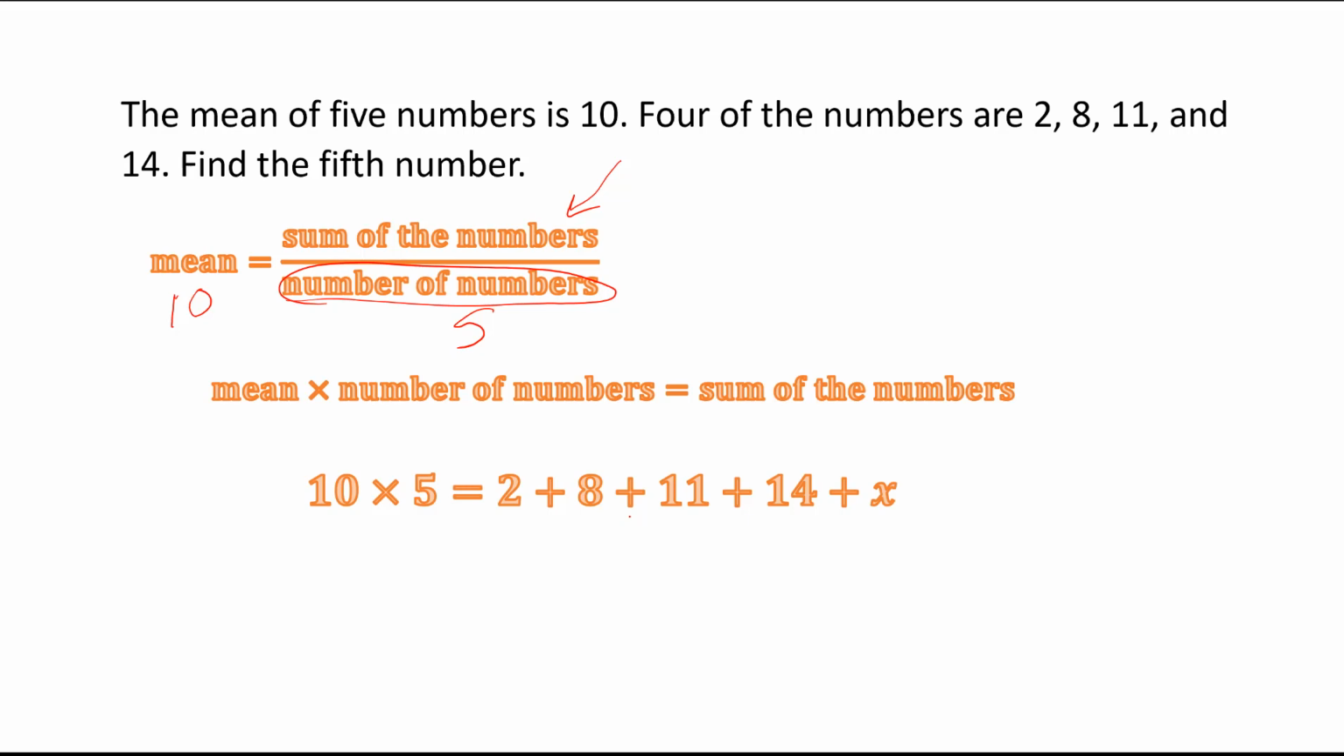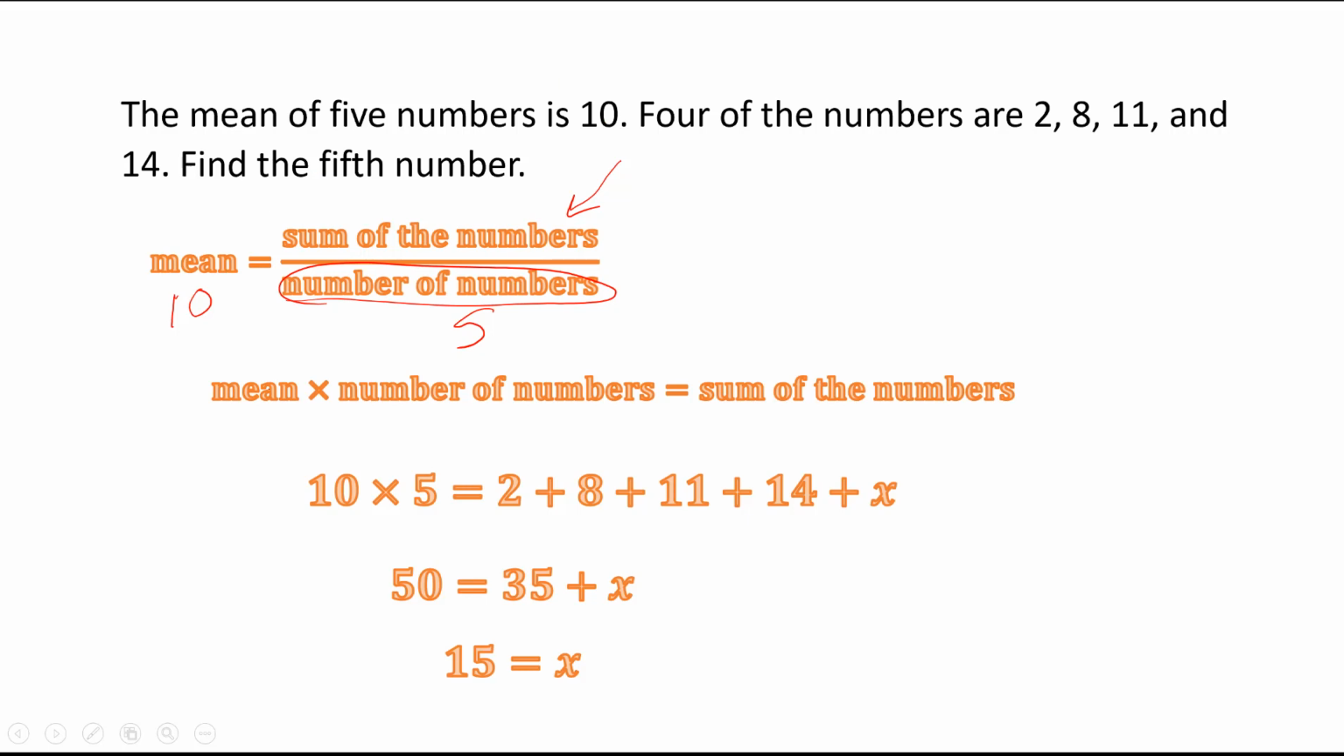And so now if we just add those numbers up, we get 50 equals 35 plus x, so x must be 15. So that must be the 5th number. Because if you add up 2 plus 8 plus 11 plus 14 plus 15, you get 50. And if you divide 50 by 5, which is how many numbers there are, you get 10, and they told us the mean is 10.